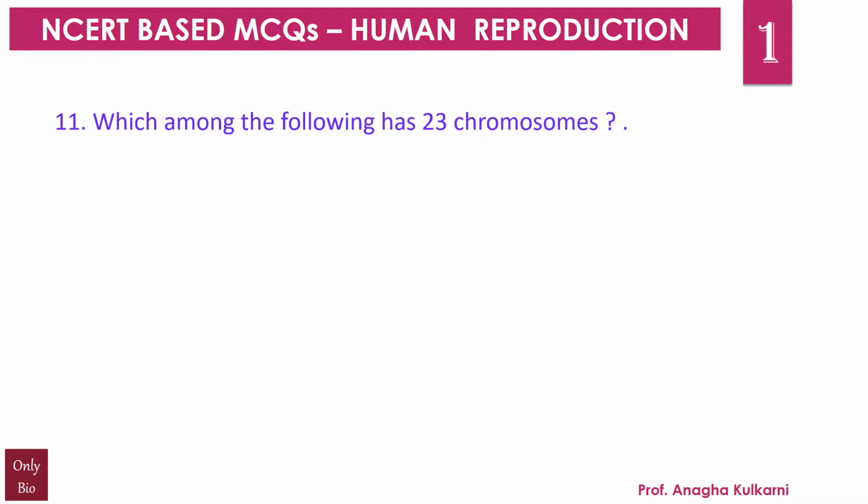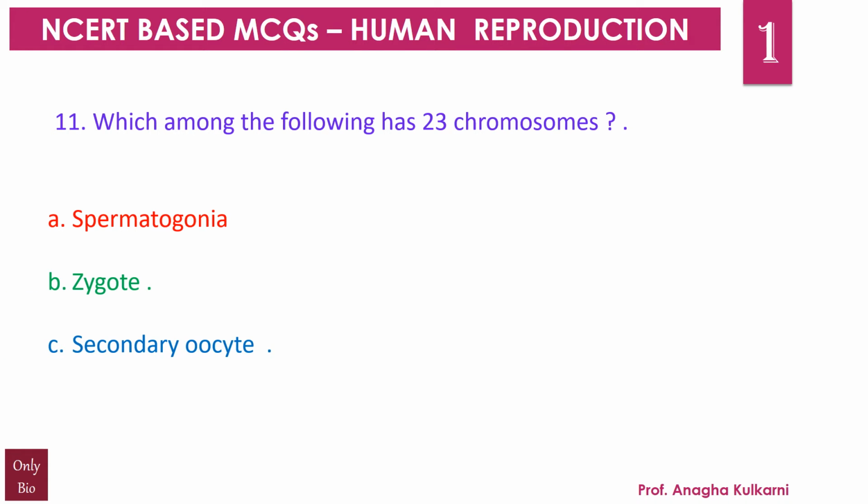Question number 11. Which among the following has 23 chromosomes? A. Spermatogonia, B. Zygote, C. Secondary oocyte, D. Oogonia. And the correct answer for this question is C. So secondary oocyte has 23 chromosomes, whereas spermatogonia, zygote and oogonia will have 46 chromosomes as they are diploid.